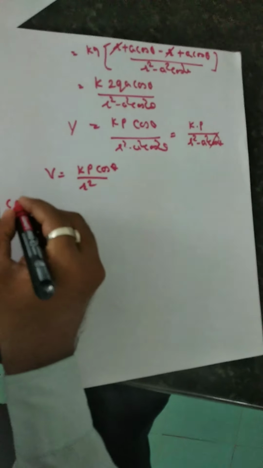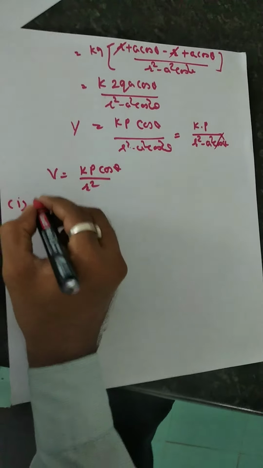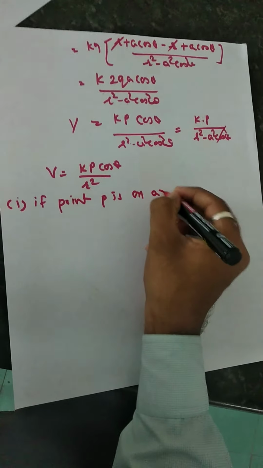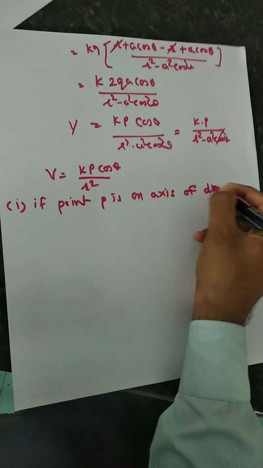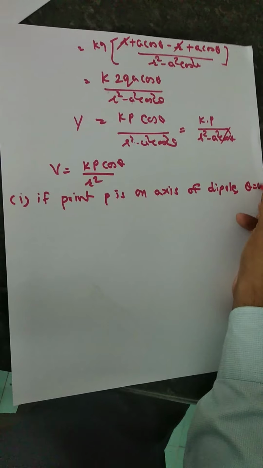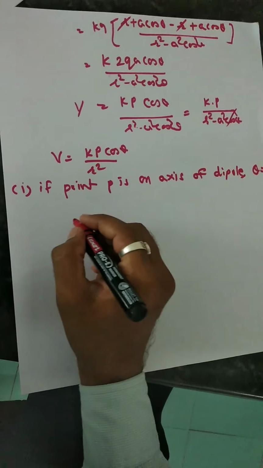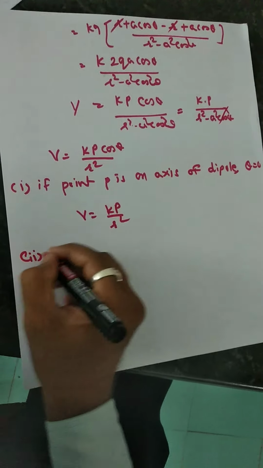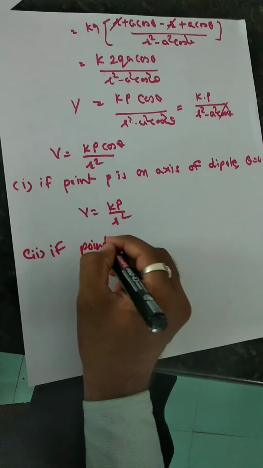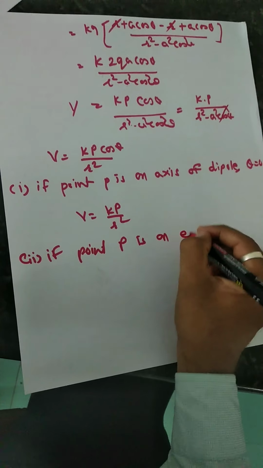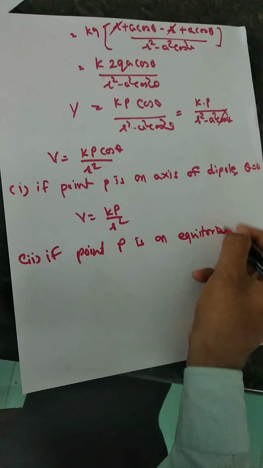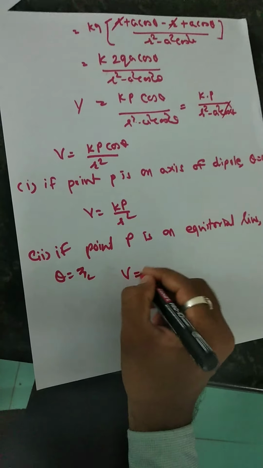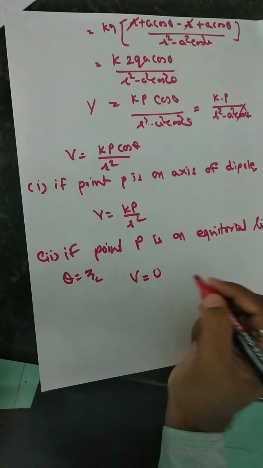Now for this cos theta, two conditions are there. First condition: if point P is on the axis of the dipole, then theta will be equal to 0, so we get the value of V is equal to kp upon r square. And the second condition: if point P is on the equatorial line, then theta will be equal to pi by 2, as we have seen in the first chapter. So V is equal to 0.